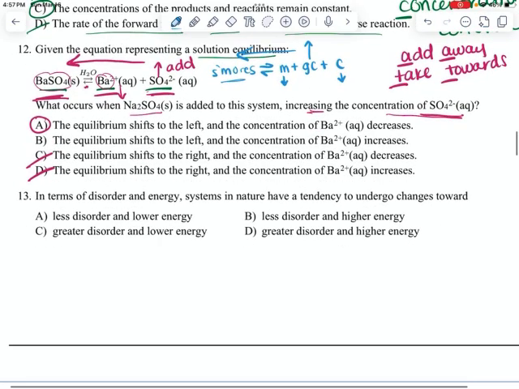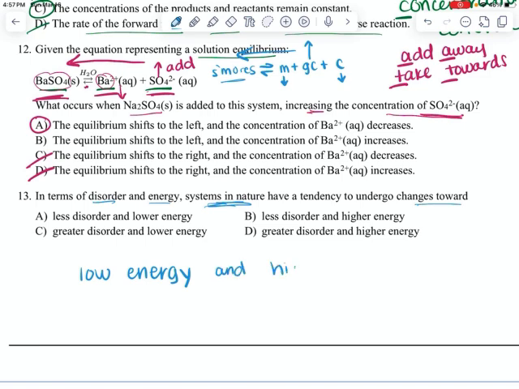For number 13, disorder and energy. Systems in nature have a tendency to undergo changes towards... The analogy that a lot of chemistry teachers use is a messy bedroom. I'm sure a lot of your parents or guardians tell you to clean up your room. If it weren't for them, you would probably have food all over your room and piles of clothes. So think of the analogy: systems in nature go towards low energy. You don't want to clean your room. Low energy and high entropy. And what does entropy mean? It means disorder. So systems in nature will go towards greater disorder and lower energy.